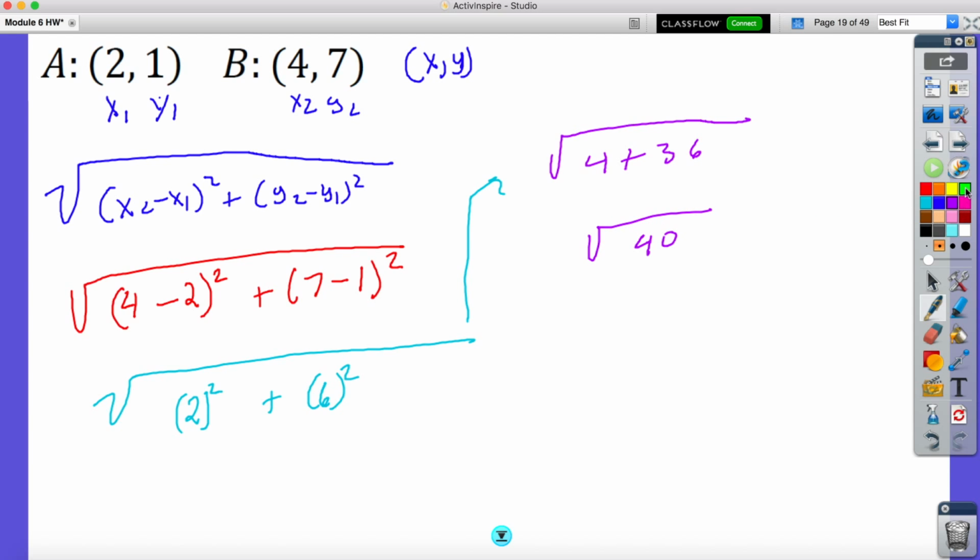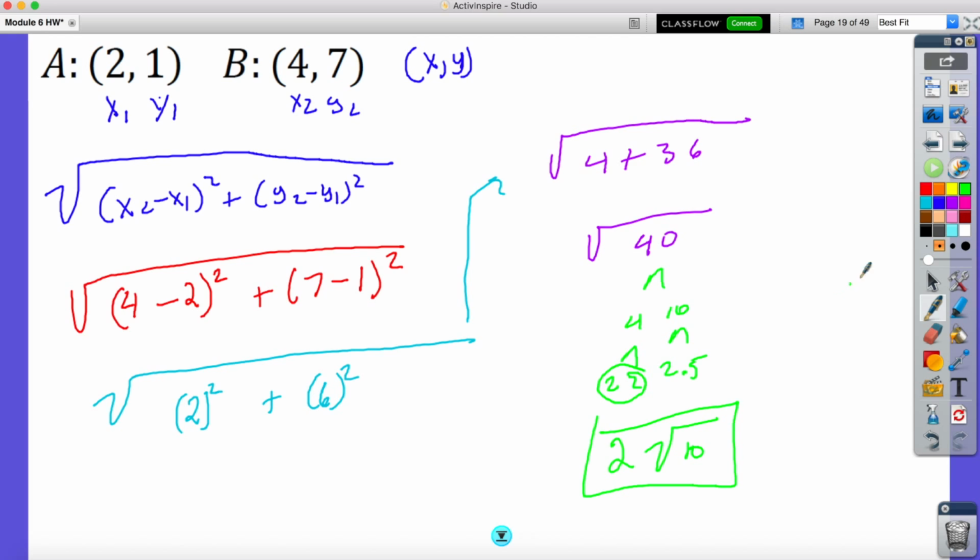Now, you're not quite done here. You have the square root of 40, and you're going to say what two numbers multiply to 40. It's 4 and 10, and then this is 2 and 5. This is 2 and 2. So I can take out a 2, and I'm left with 2 times the square root of 10. So therefore, the distance between (2, 1) and (4, 7) is this right here, 2 radical 10.